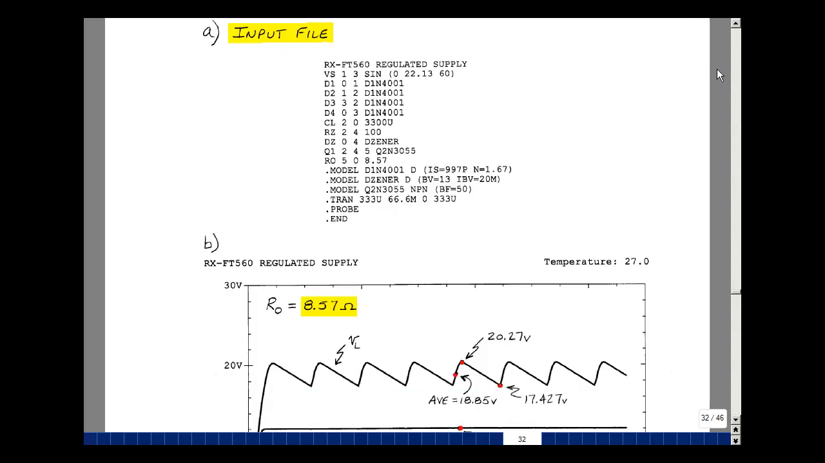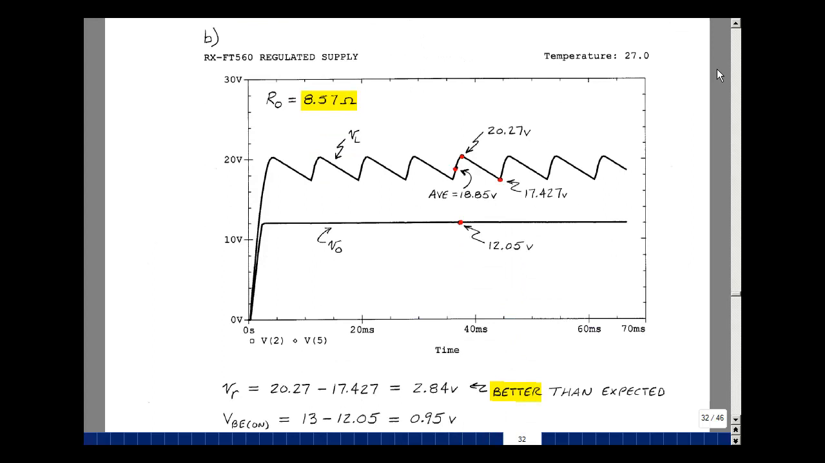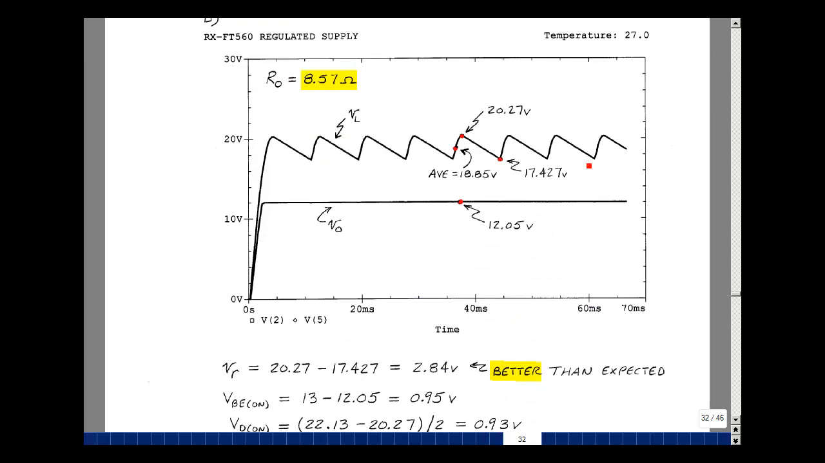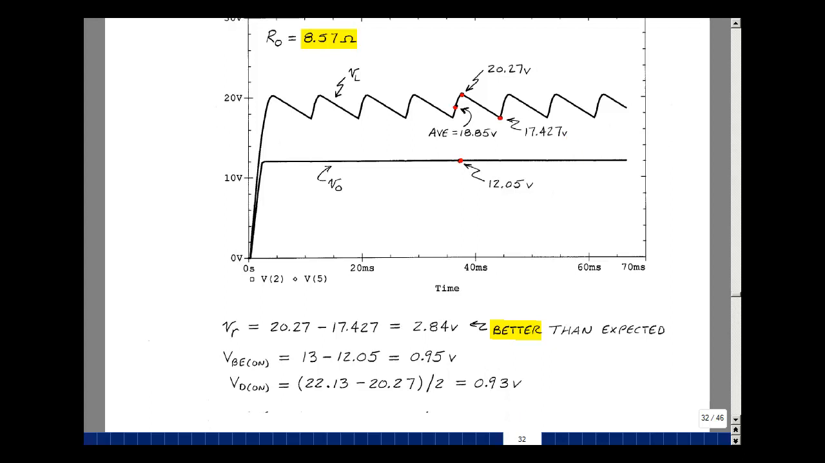Plot the 2 nodes. The voltage across the capacitor at node 2. You see I've got a ripple here. And then the output voltage. And the output voltage is around 12 volts. I have an average value on the output voltage by the capacitor of 18.85 volts, a peak of 20.27, and a minimum of 17.427. How does that compare to our specs?